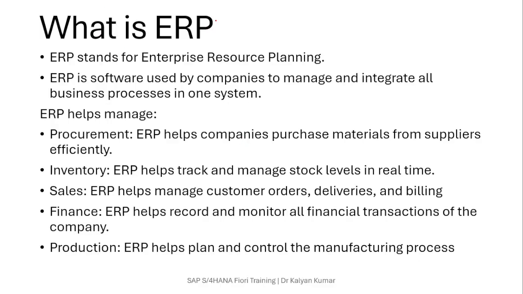So before we enter into SAP FIORI software, let us understand what is ERP. ERP is a three-letter word. In ERP, the E stands for enterprise, R stands for resources, P stands for planning. Therefore, what is ERP? ERP is software. It is a software used by companies to manage and integrate all business processes in one system.